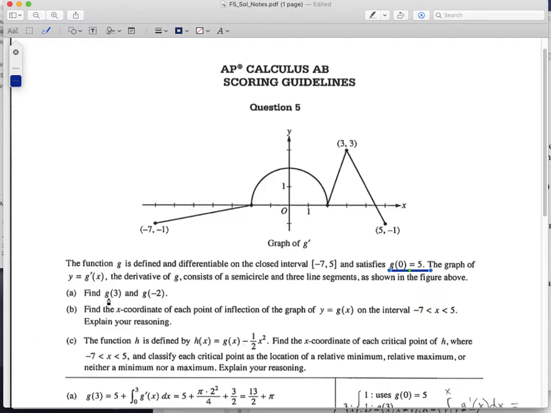Okay, so what do they want? They want g of 3 and g of negative 2. So how do I go from a graph of the derivative, or you could think of this as the rate of change of g, how do I go from g prime to g? Well, I'm not going to think of the slope of this graph. That would give me g double prime. I need to think about the area underneath this graph.